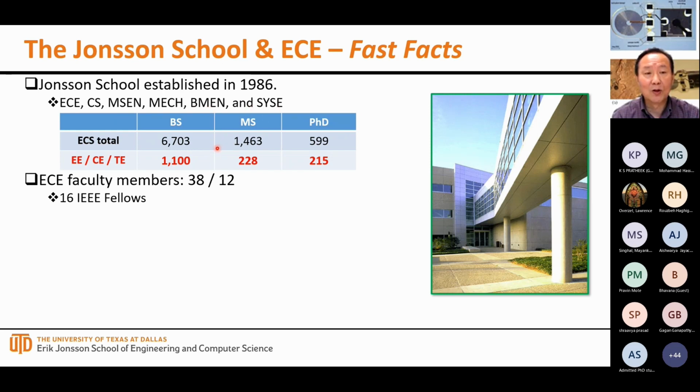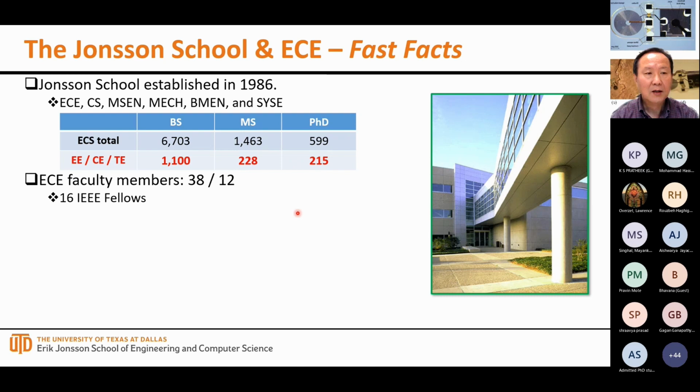The engineering school has a total of 6,700 undergraduate students. In the ECE program, we have 1,100 undergraduate students. The total master's program in the engineering school is 1,460 students, and out of 1,460, a little bit more than 200 students are from ECE. In the PhD program, there are about 600 total students in the engineering school, and more than 200 students are from ECE. So you can see our PhD program is large compared to the bachelor's and master's programs.